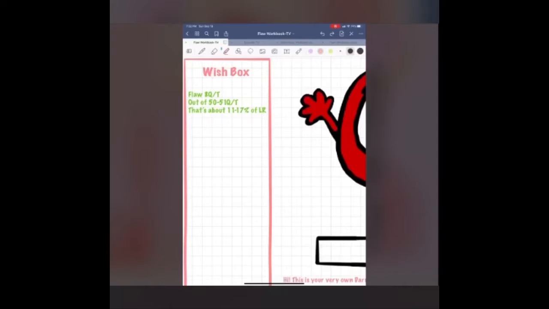There's about 8 flaw questions on the test out of 50 to 51 total logical reasoning questions per test. And that's about 11 to 17% of the total logical reasoning part of the test. And supposedly, that makes flaw the most common question type on the LSATs.